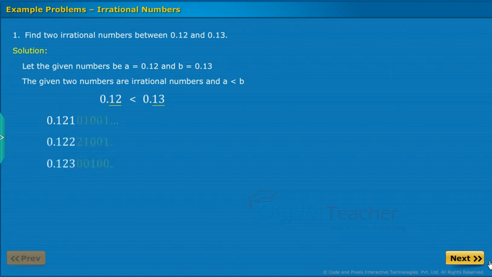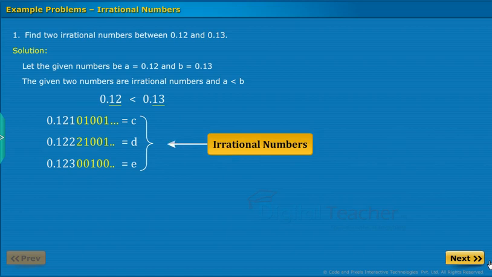Now, add some non-terminating non-recurring decimal to these numbers as shown on screen. Let us assume these numbers as C, D, E. Thus, we conclude that the numbers C, D, E are irrational. Therefore, A is less than C, less than D, less than E, less than B.